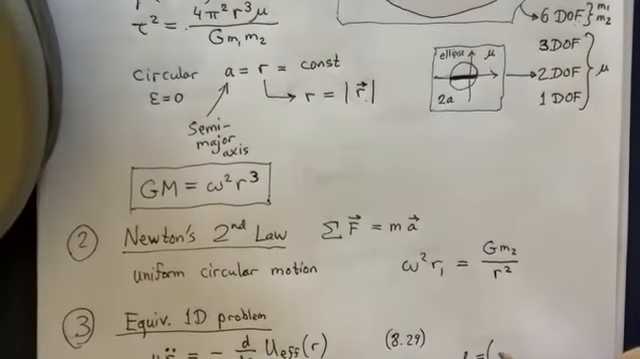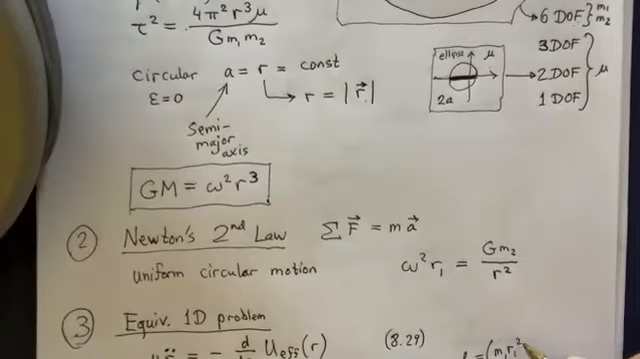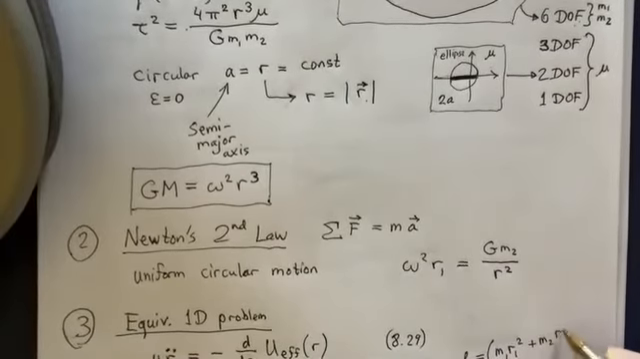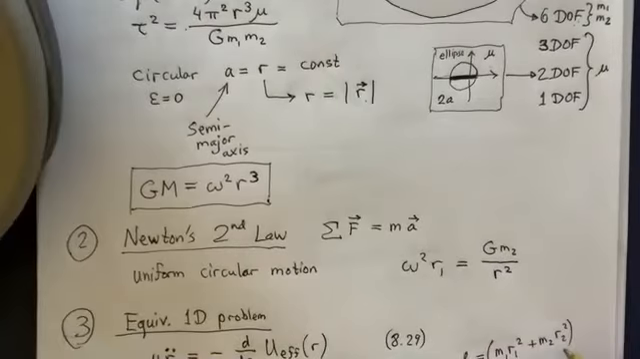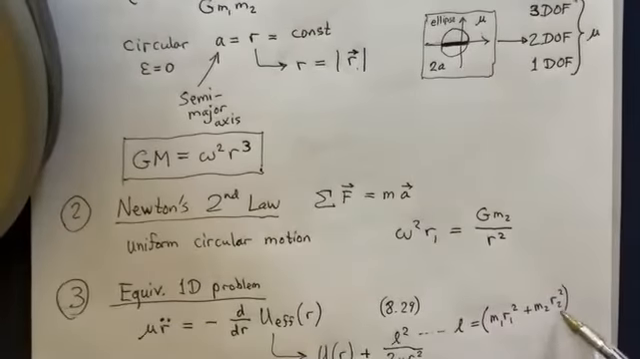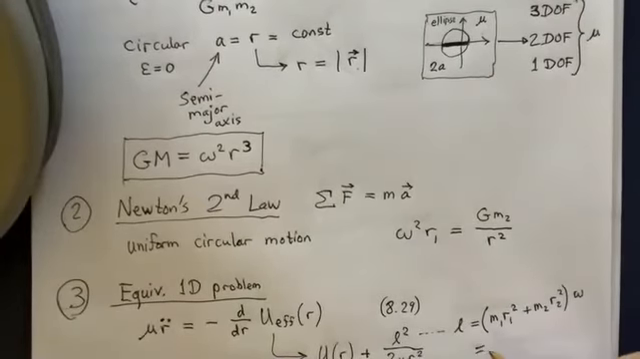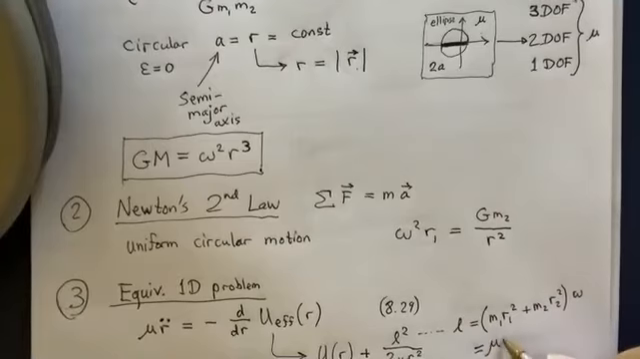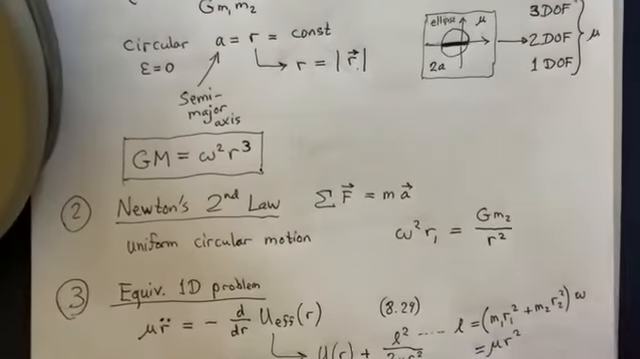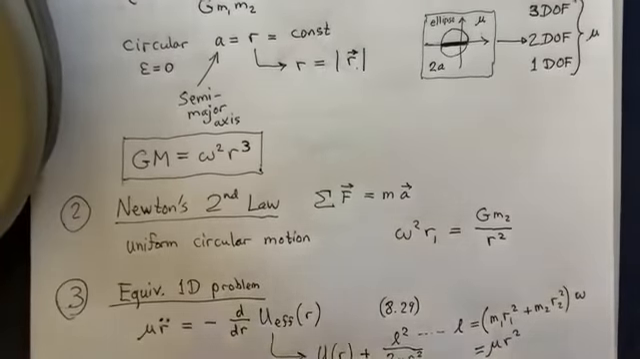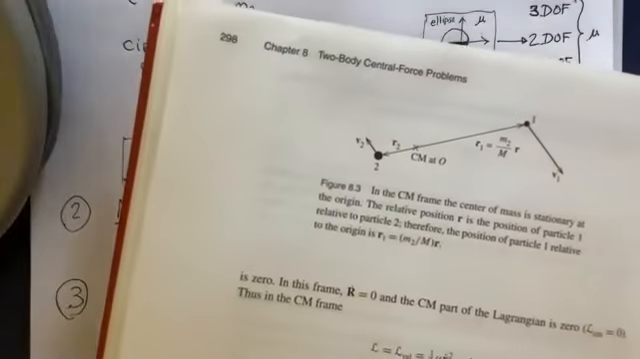You've got M1 R1 squared. You recognize this as a moment of inertia plus M2 R2 squared, right? That quantity in parentheses, that's the moment of inertia times omega. Okay. And you can rewrite this. This is mu times R squared. Again, you get that from this wonderful picture, right?